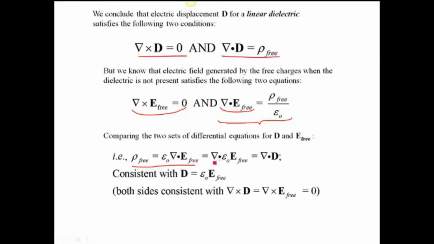So if we look at D then, if we have rho free equaling this in terms of E, that being equal to this quantity here, we see that this is indeed equal to the divergence. So that's consistent with D equaling epsilon 0 E free. Both sides are consistent with the 0 value for the curl of D and the curl of E free.